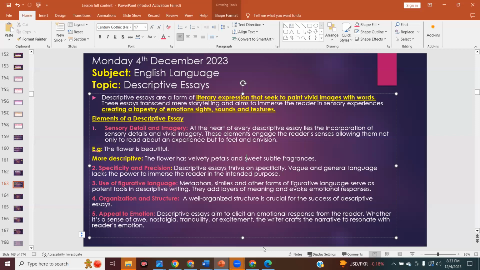Descriptive essays. Go ahead. Descriptive essays are more where you are describing what's going on in your essay, while narratives, you're just writing a regular paragraph. So with narrative, you're just trying to tell a story, right? You're just trying to tell a story.